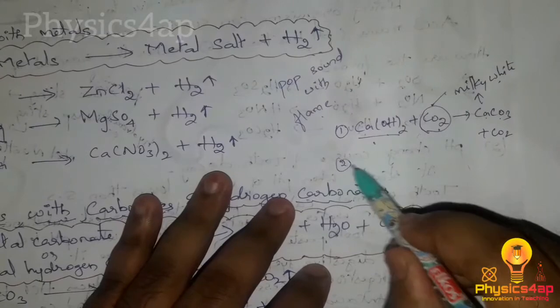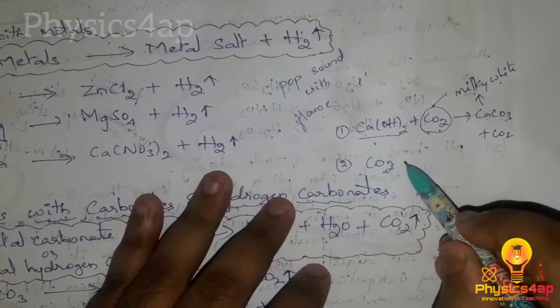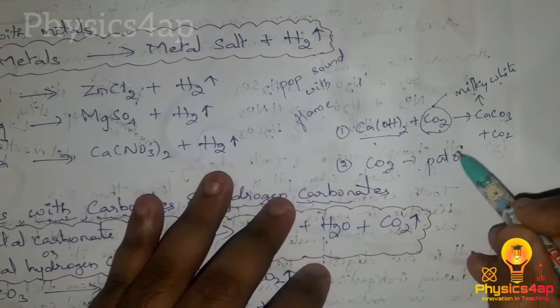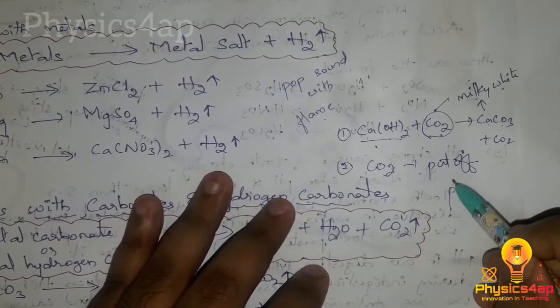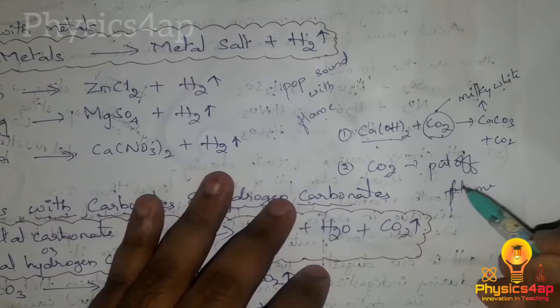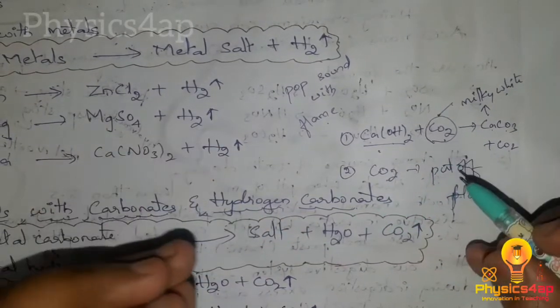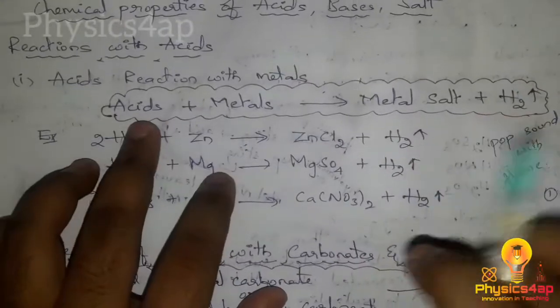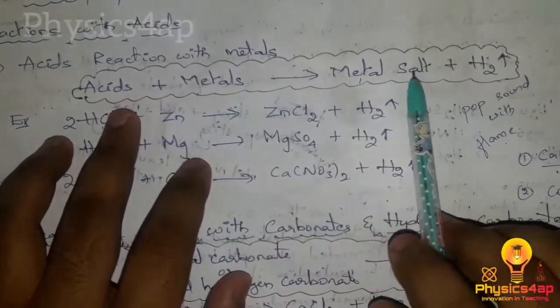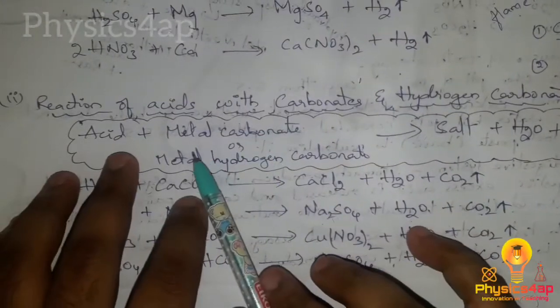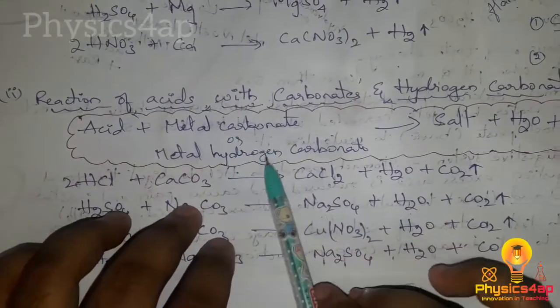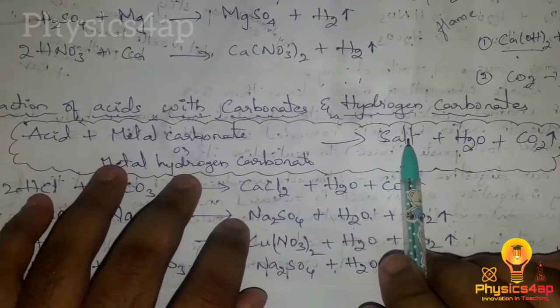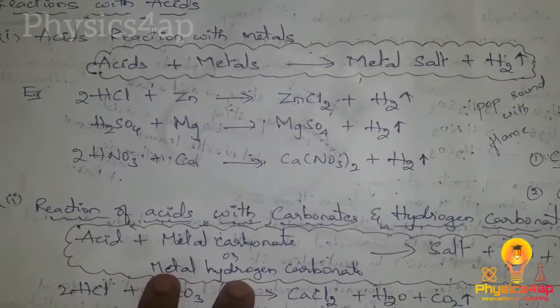At the same time, carbon dioxide has a nature to put off the flame. It put off the flame, as you have seen in the second experiment in the video. So by these two we can say that the released gas is carbon dioxide gas. So when acids react with metals we get salt plus hydrogen, and when acids react with metal carbonates or metal hydrogen carbonates we get salt plus water and carbon dioxide.